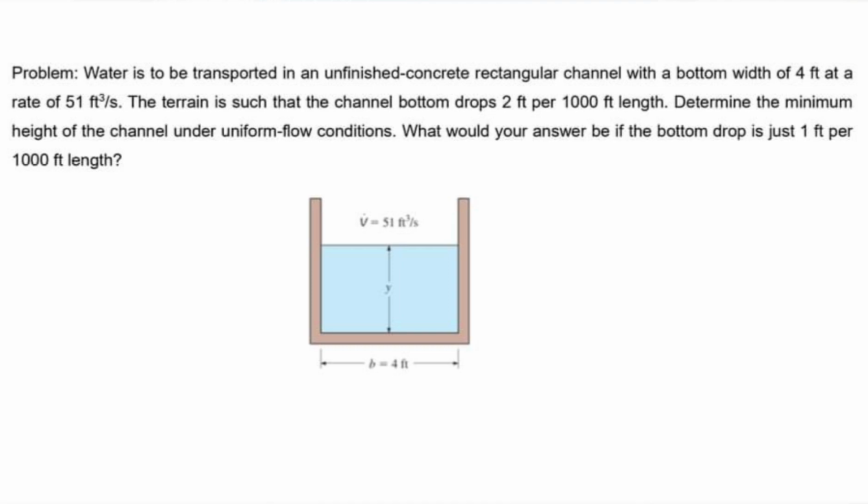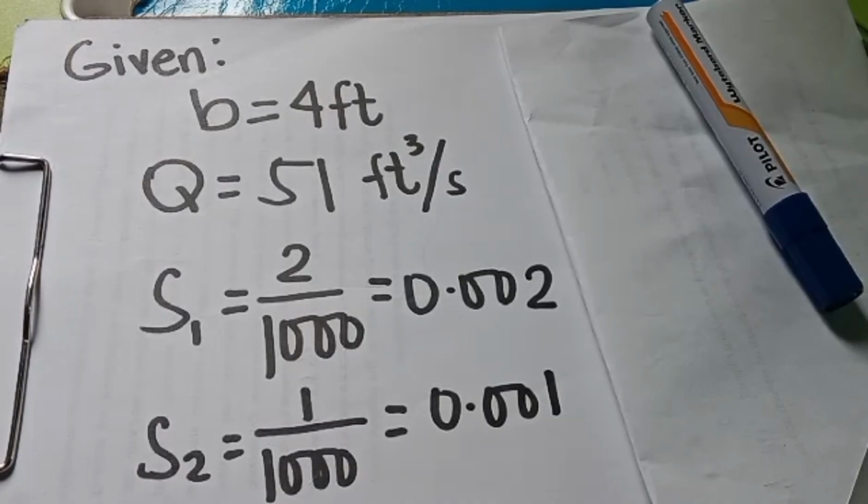So in the diagram, we have a rectangular channel with the following given details. The channel has a bottom width B of 4 feet. Water flows through the channel at a rate of 51 cubic feet per second. The bottom of the channel drops at a slope of 2 feet per 1,000 feet length. The problem also asks us to consider a scenario where the bottom slope is 1 foot per 1,000 feet length. The diagram shows the channel cross-section with B representing the bottom width of the channel, Y representing the flow depth of water.